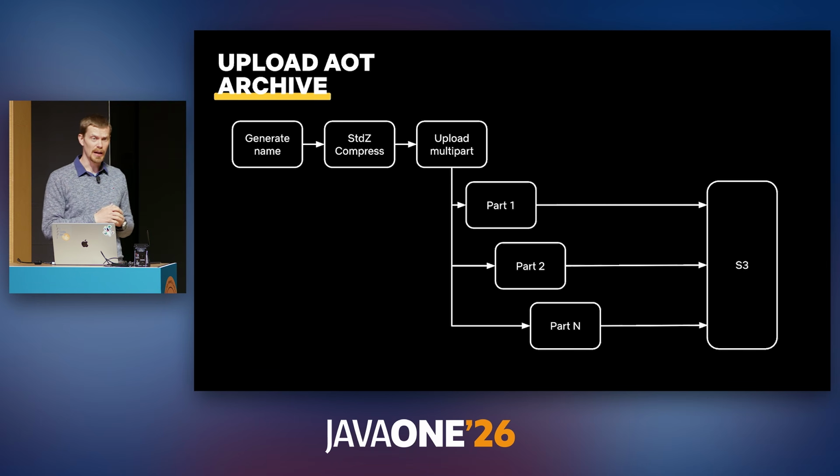And the third part of the archive name is the hash of the class path. So we can also ensure that we are matching the class path between the usage and the training place.